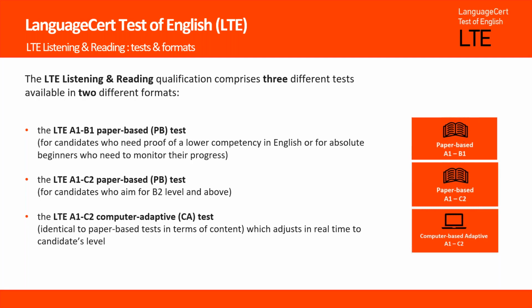Before we move on, just a few words about computer adaptive tests. Computer adaptive tests are tests designed to adjust the difficulty of questions presented to the candidate to their personal level, that is to say, according to their performance during the test. This ensures that, for example, when the LTE A1-C2 test is taken in the computer-based format, the number of questions and in turn the test duration are reduced compared to the paper-based test.